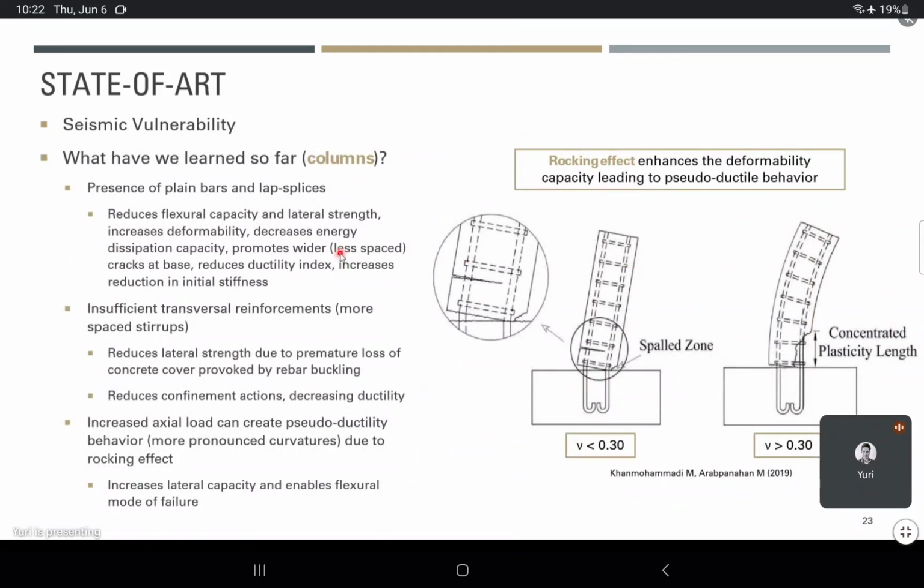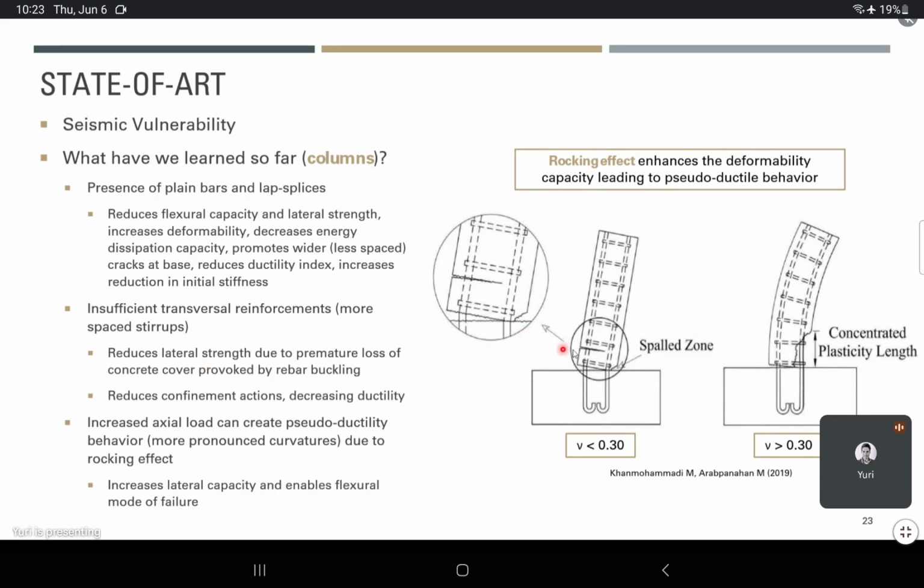So what have we found so far about columns? This is a summary of a 50-page state of the art, but I'll try to make it simple. For columns made with these irregular seismic principles, we can say that the presence of plain bars and lap splices reduces flexural capacity and lateral strength, increases deformability, decreases energy dissipation capacity, promotes wider and less spaced cracks, reduces ductility, and increases the reduction in initial stiffness.